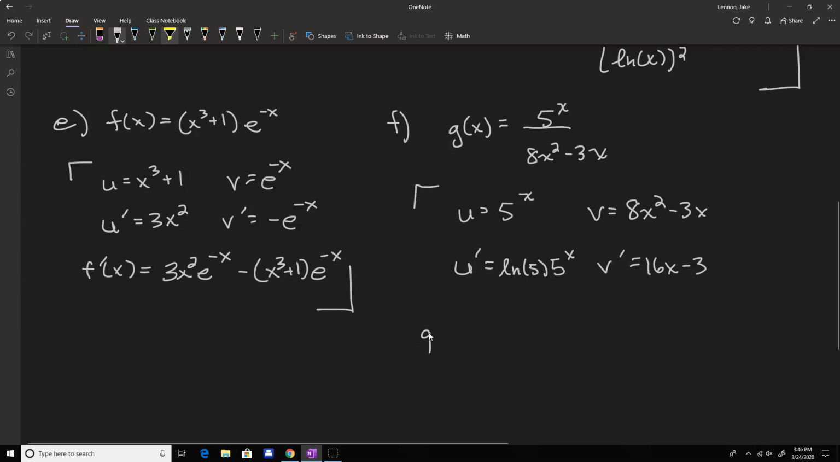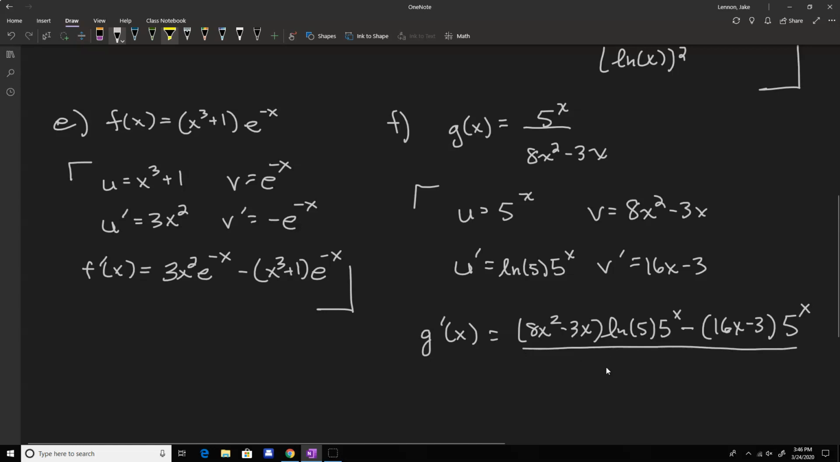So we apply the quotient rule and we get g prime of x is, let's say, 8x squared minus 3x times the natural log of 5 times 5 to the x. That's multiplying u prime by v. Now we need to subtract. Again, put v prime in parentheses, 16x minus 3 times 5 to the x. And everybody is being divided by v squared. So 8x squared minus 3x quantity squared, and that is that.